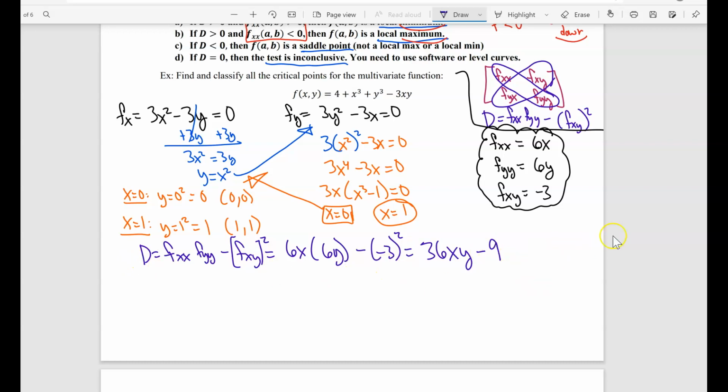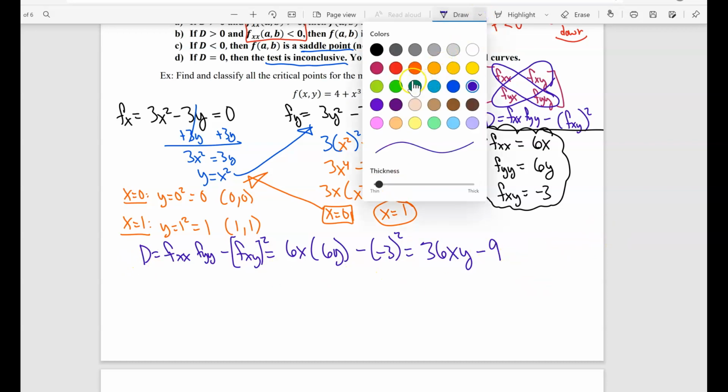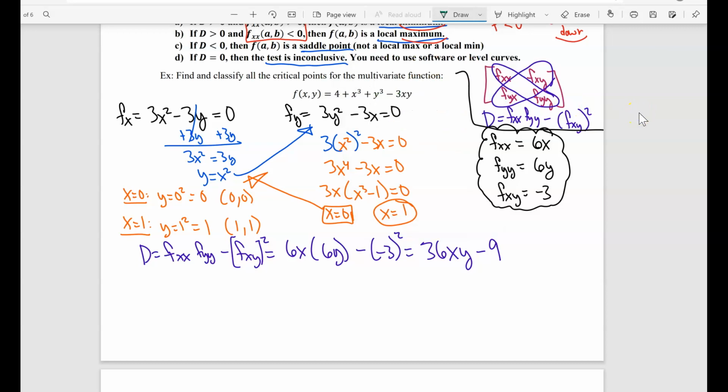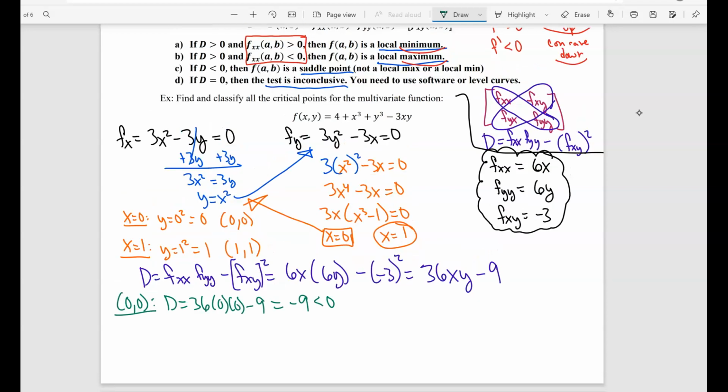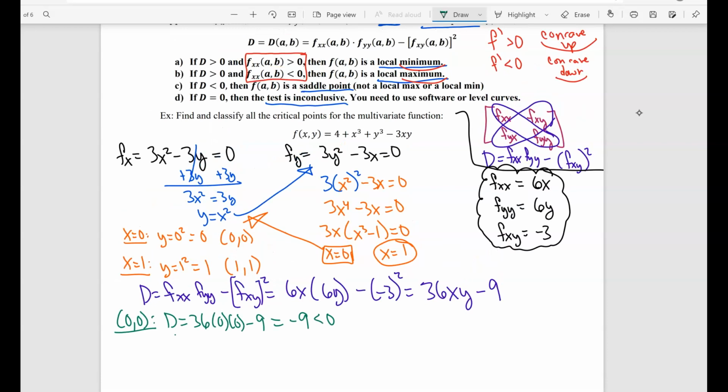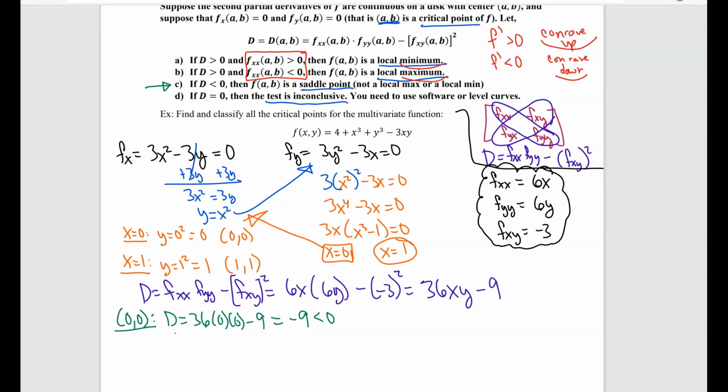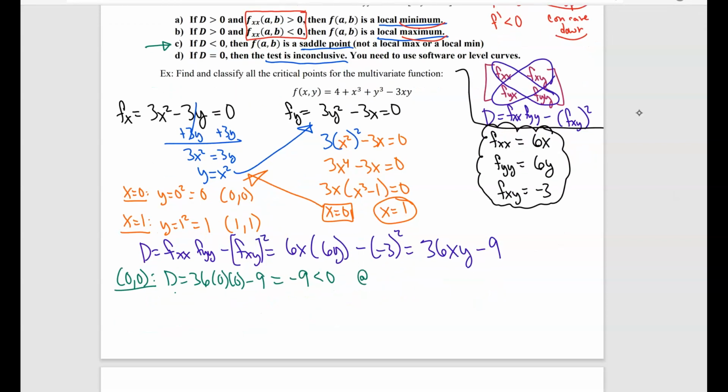Now we need to test all the points that we get. The first point is (0, 0), so let's plug in (0, 0) and see what we get. D is equal to 36 times 0 minus 9, which gives me negative 9. If we look up here, our D value is negative, so we are in case part C. That means this is a saddle point. So at (0, 0), f has a saddle.